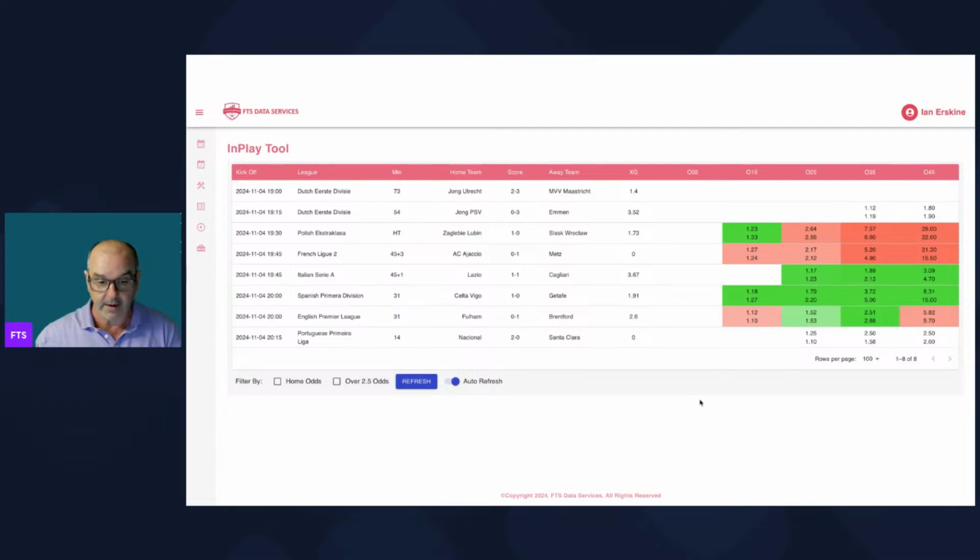The live tool will look at laying systems and things and reverting it to lay odds. That's in the pipeline. It's built on backing a goal or 2 goals or 3 goals or 4 goals if you want to.